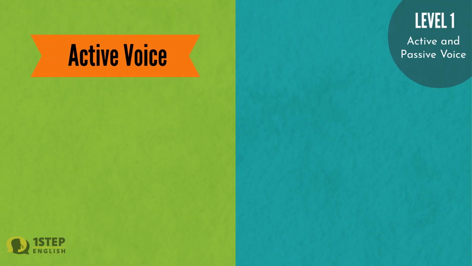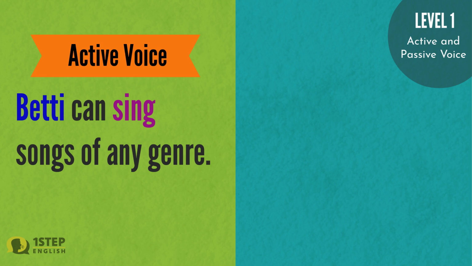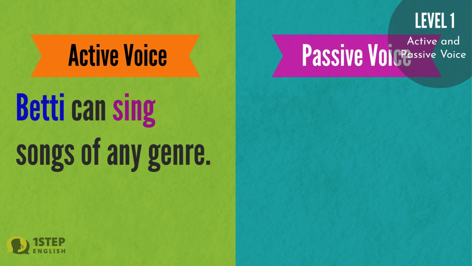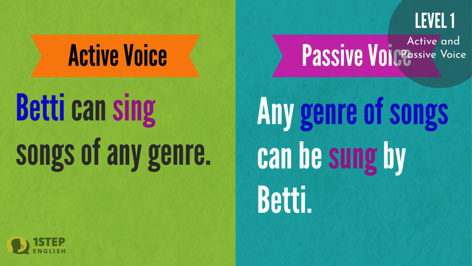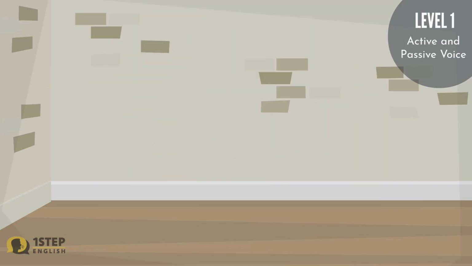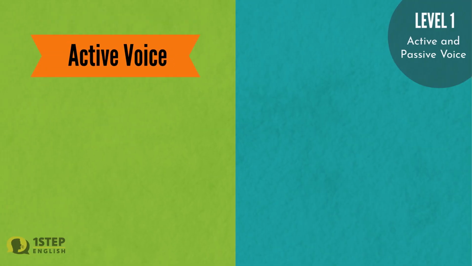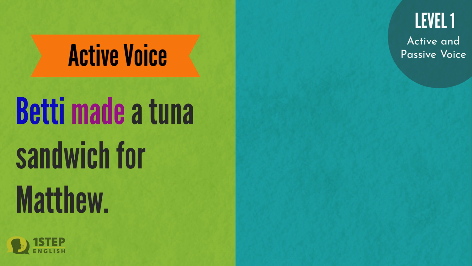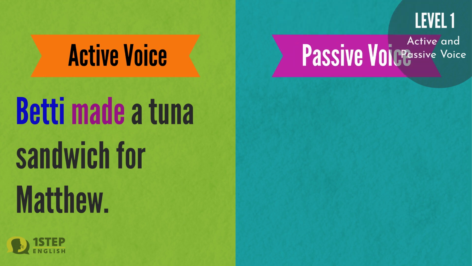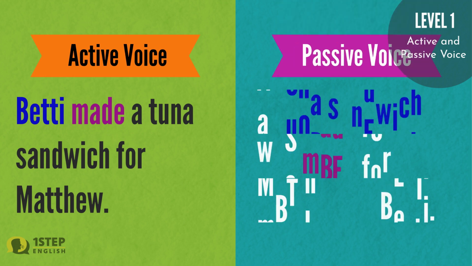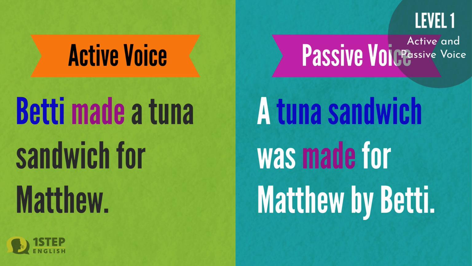Active voice. Betty can sing songs of any genre. Passive voice. Any genre of songs can be sung by Betty. Active voice. Betty made a tuna sandwich for Matthew. Passive voice. A tuna sandwich was made for Matthew by Betty.